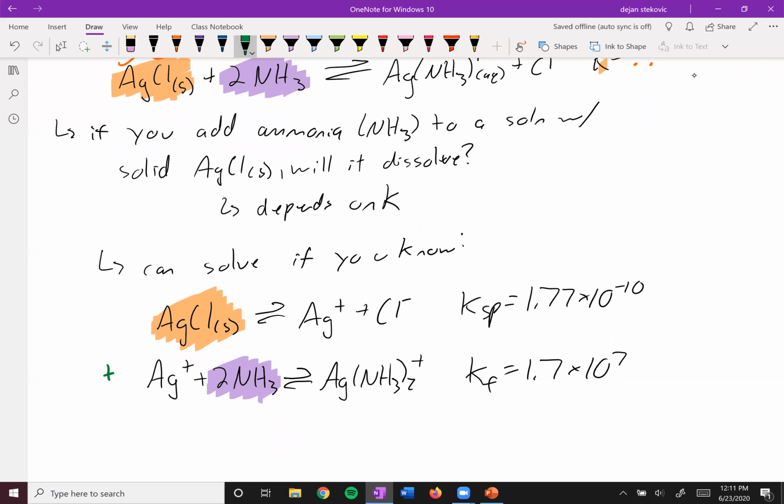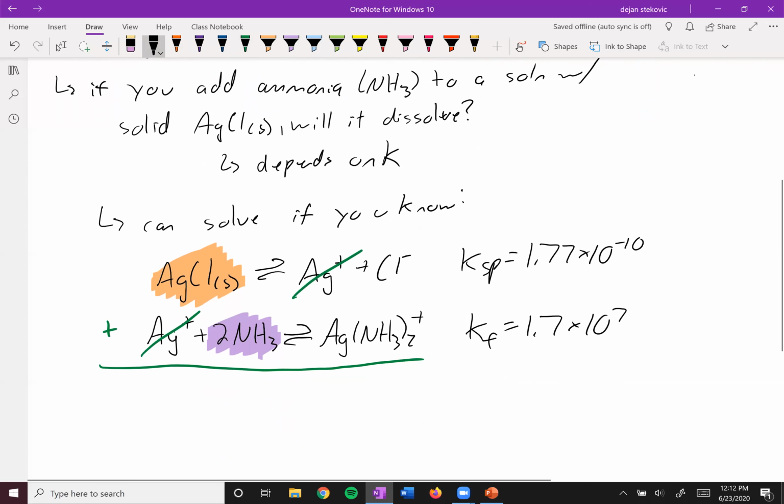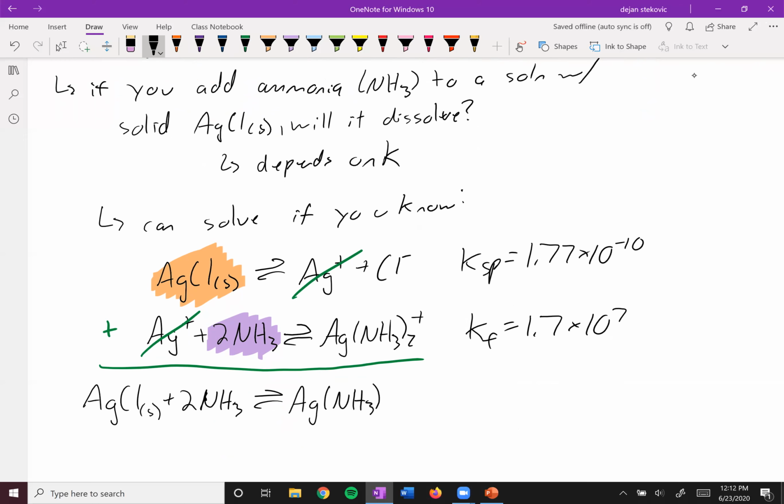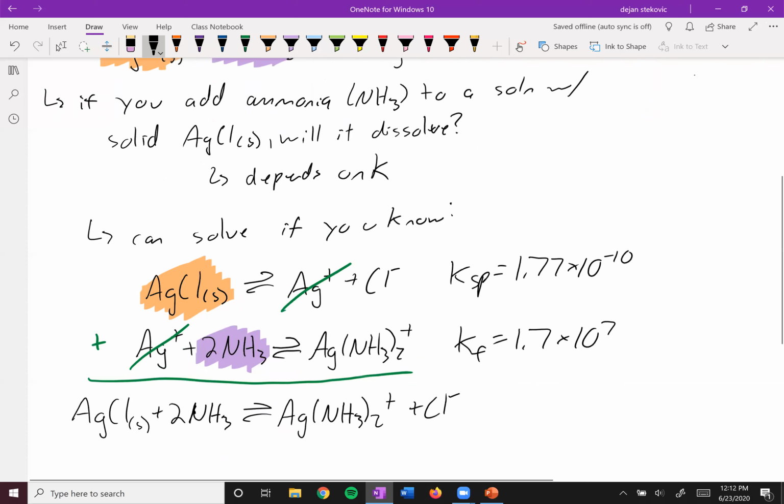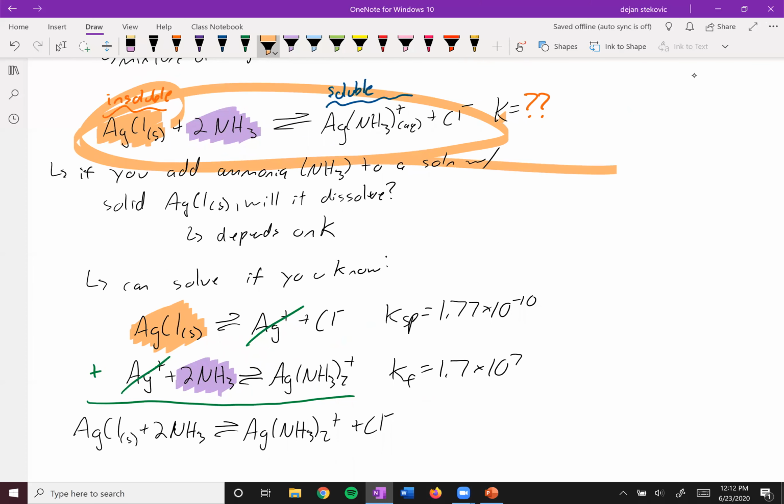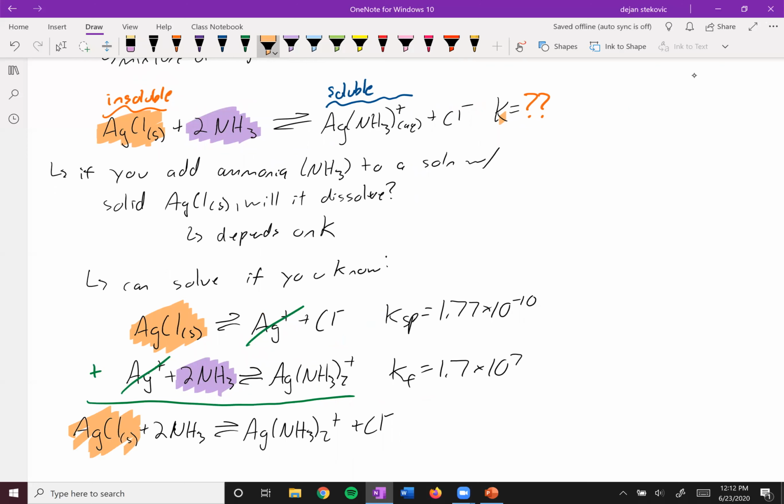So what I can then try to do is sum these two equations, and when I do that, the silver pluses on each side will cancel out. And then I have AgCl plus 2NH3 going to our complex plus our chloride. If we think about the equation originally that we want to solve for and compare it to what we have so far, we have silver chloride first, two ammonias, and then in the product side, this silver ammonia complex, and then finally this chloride. So it looks like exactly what we want.